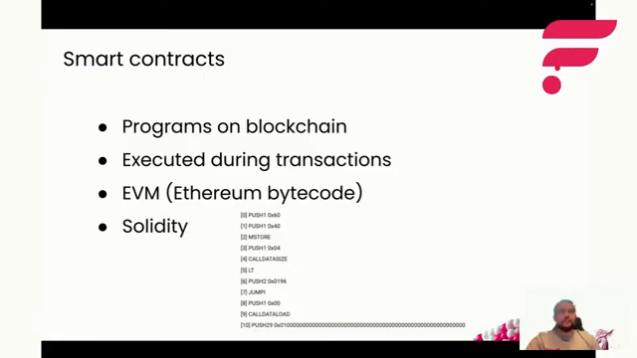Okay, so smart contracts. Although they might sound difficult, smart contracts are just programs that live on the blockchain, and they get executed by the validators. So instead of your computer program that gets executed on a computer or in the browser or on your mobile phone, smart contracts are programs that get executed during the transaction execution by the validators.